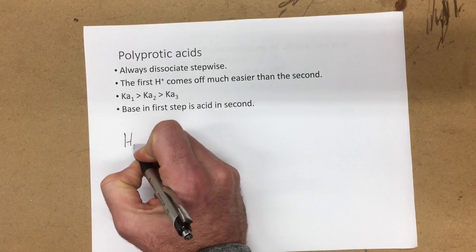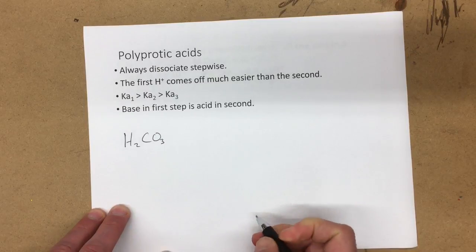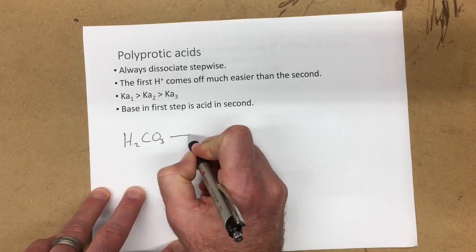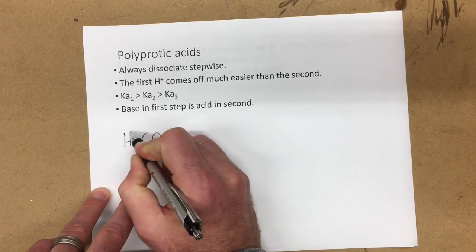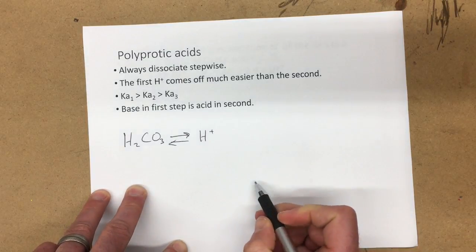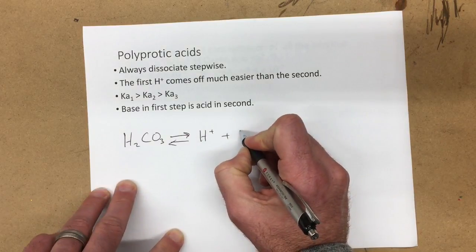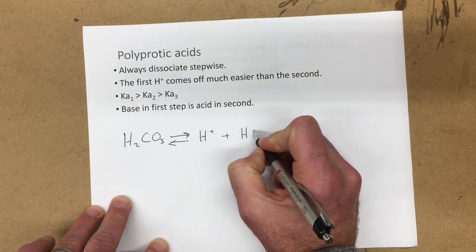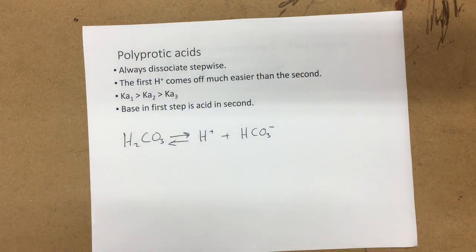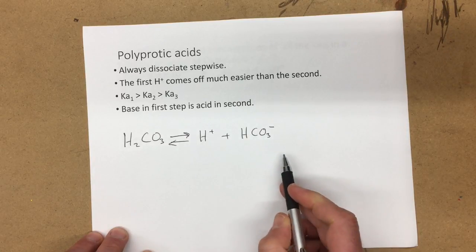So I guess a common example would be H2CO3, which is carbonic acid. The way carbonic acid dissociates is that it will first give away one of its protons. One of its protons will be donated to a water. And then what will be left is your conjugate base, which, if we lose one of the hydrogens, we'll have one left. It'll be HCO3 with a -1 charge.